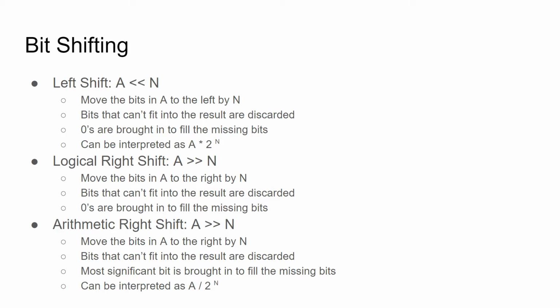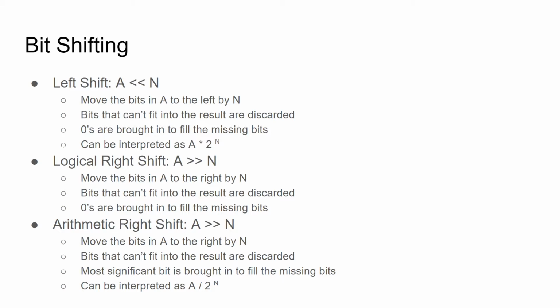The reason why this can be interpreted as A times 2 to the n is if you think back to base 10, if you multiply a base 10 number by 10 to the n, what do you do? So if I multiply a number by 100, what do you do? You add 2 zeros. If you multiply a number by 1,000, you add 3 zeros. But here, since we're in base 2 with our numbers, when you move them to the left and you add zeros, you multiply by 2 to the n instead of 10 to the n.